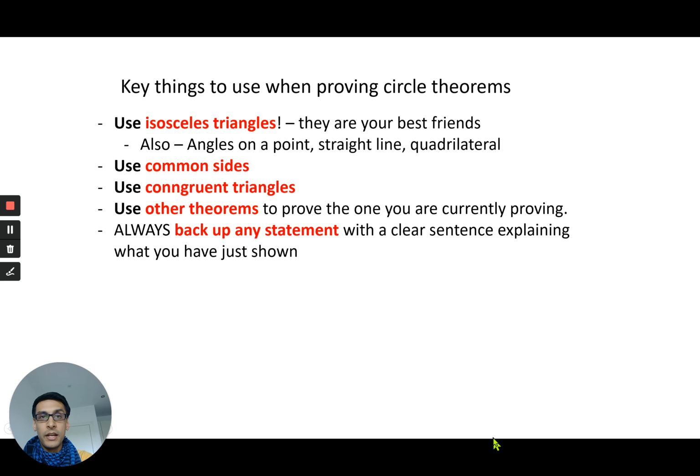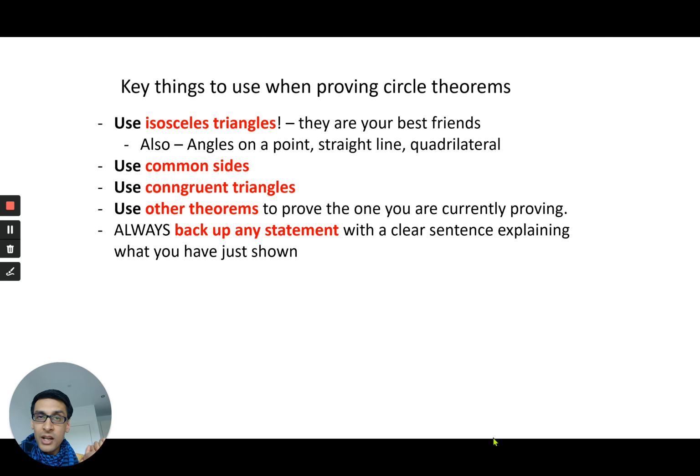So when we get to the next set of videos, I'm going to start showing you the theorems. There's a few things that you're going to realize are very, very common to all of the questions. And knowing these things is going to make you a lot better at the topic. First of all, use isosceles triangles. And that means using radii when you can. If you're ever stuck, that's usually one of the key things to fall back on.